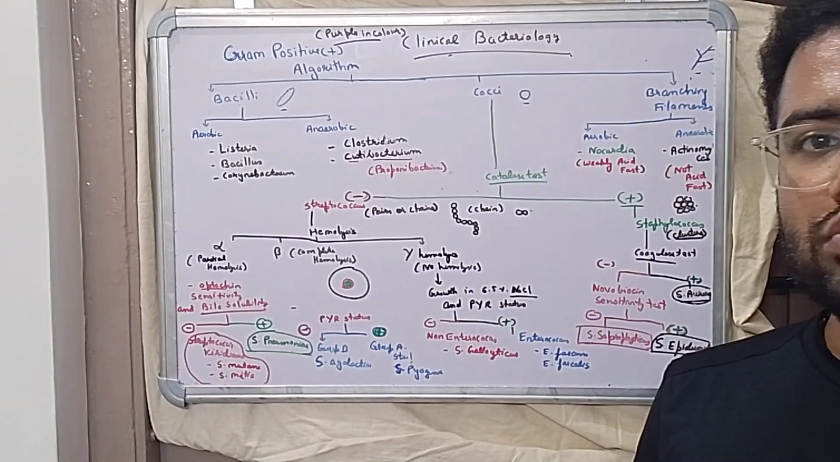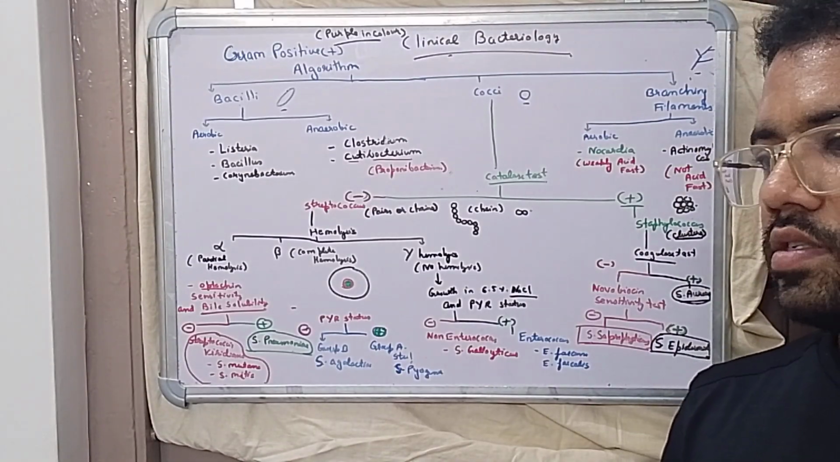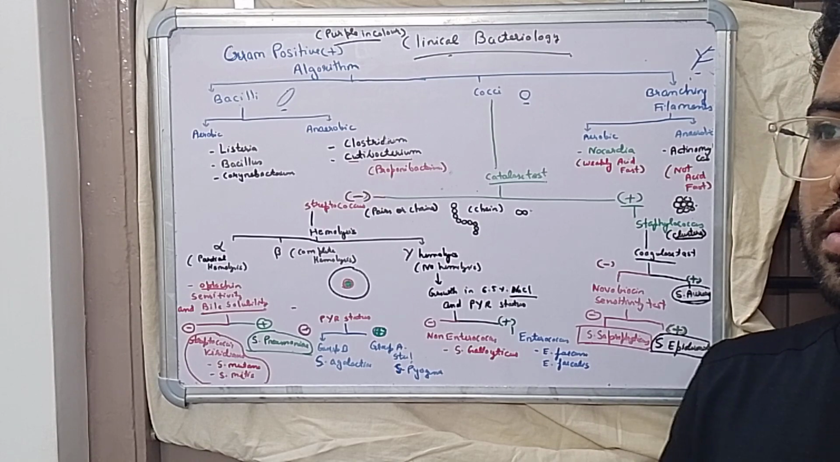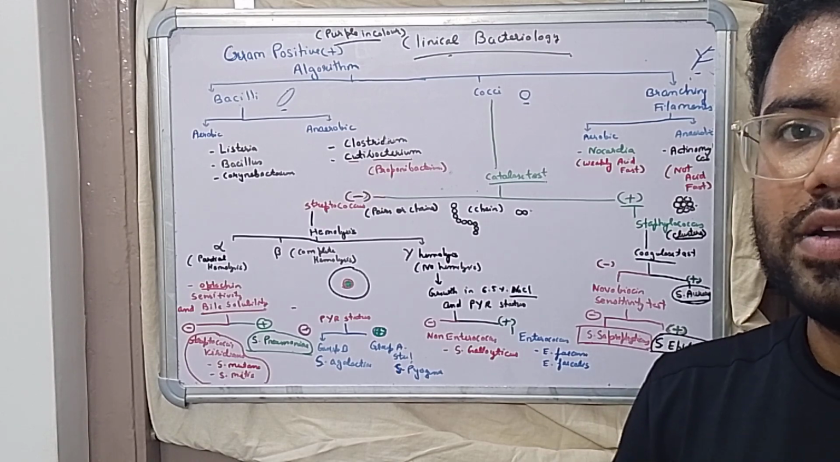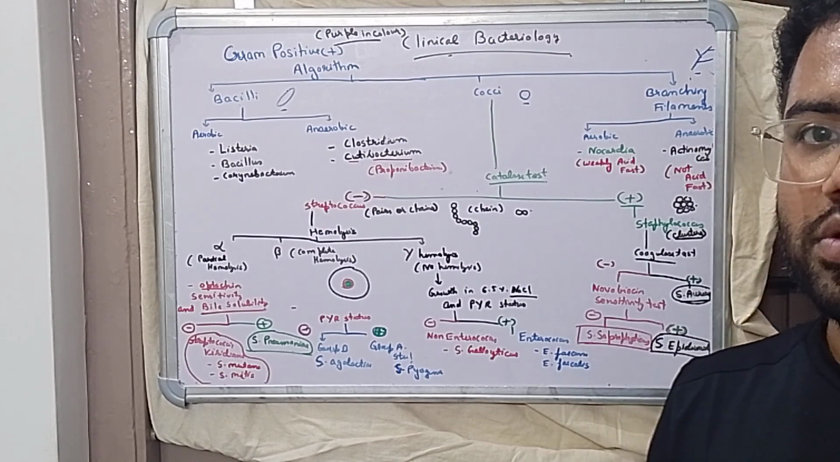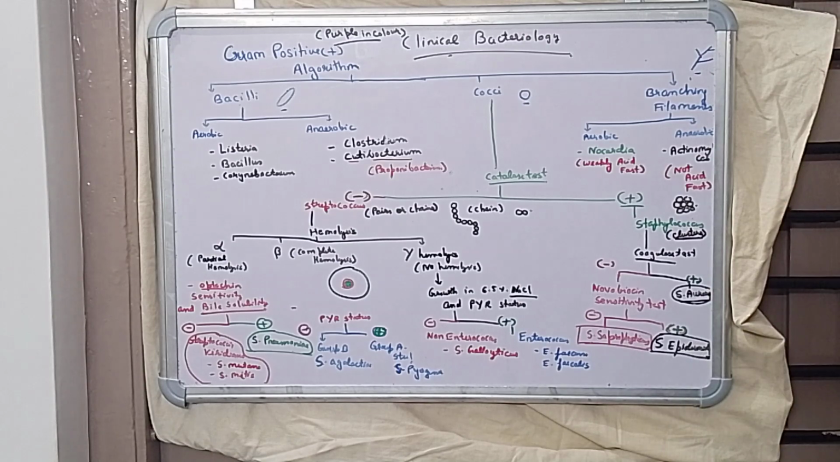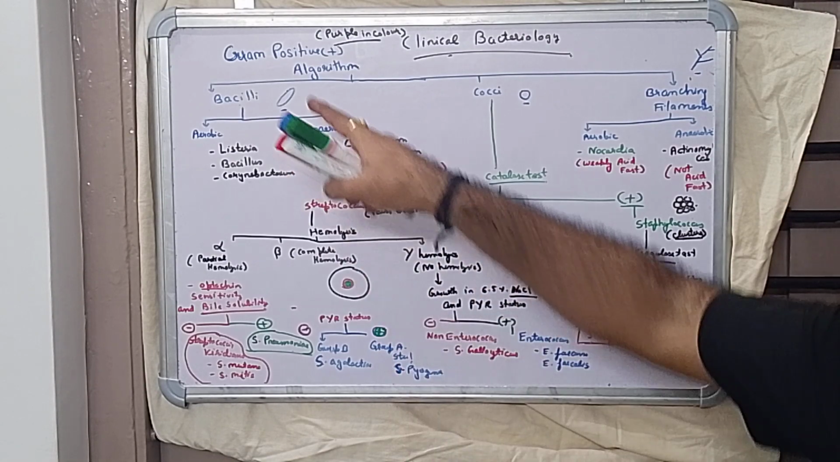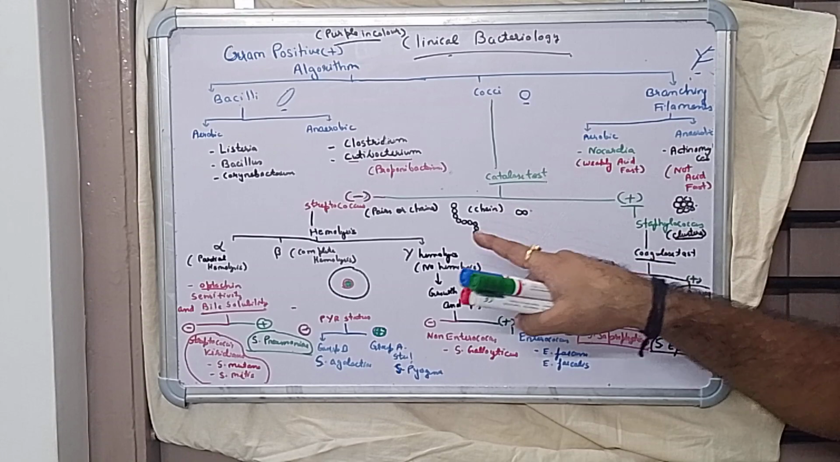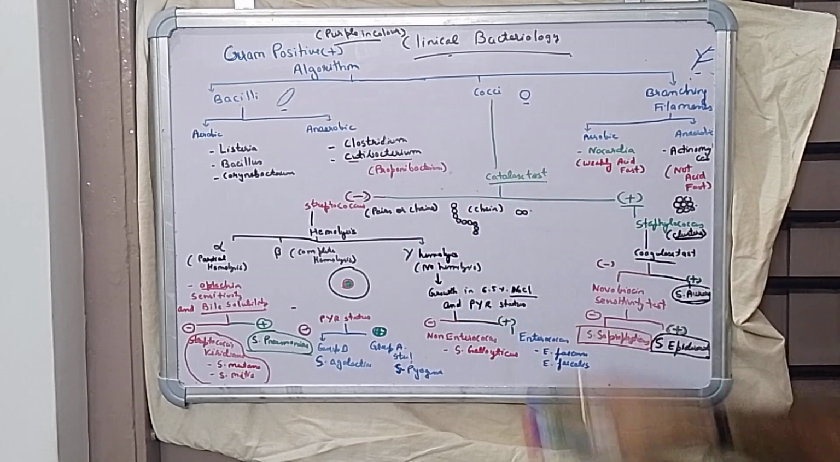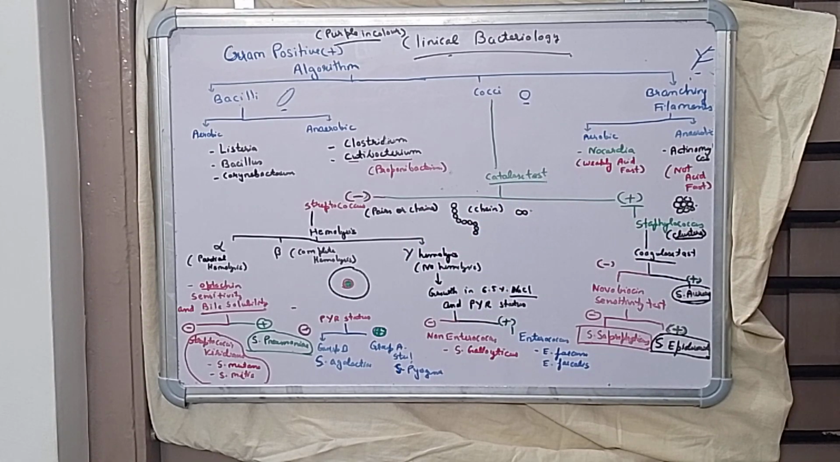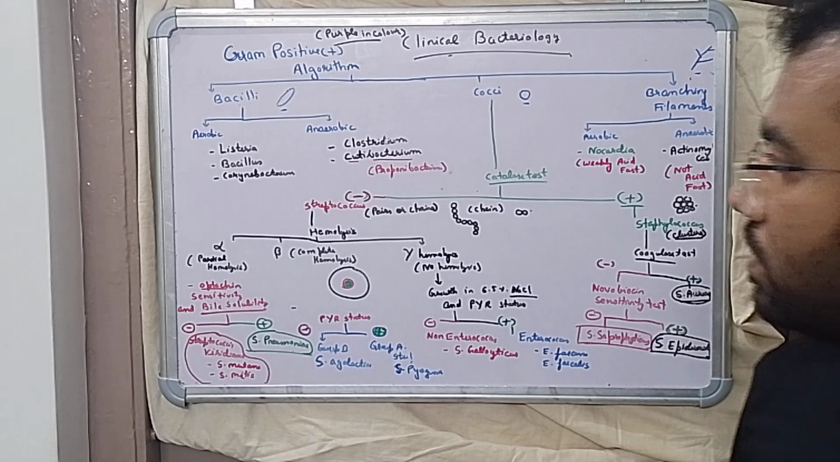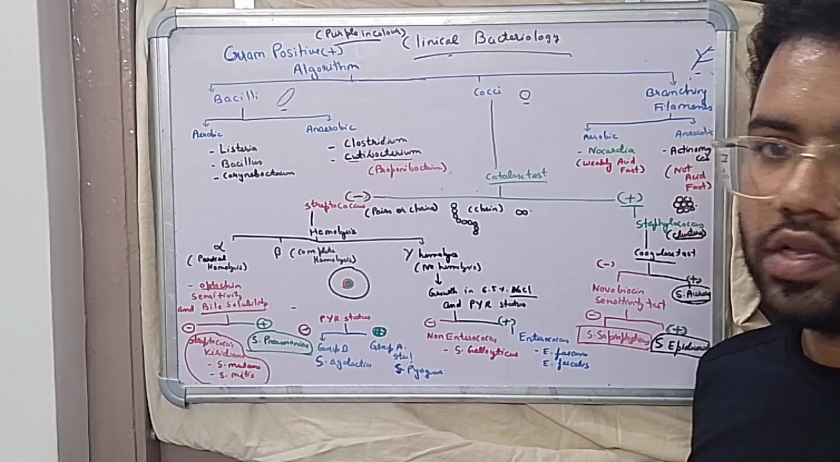So in further videos you can easily understand which bacteria have these characters and why they cause these infections. So it's very important. Based on shape morphology we have divided, and based on stain we have divided. Yeah, it is the gram positive algorithm.